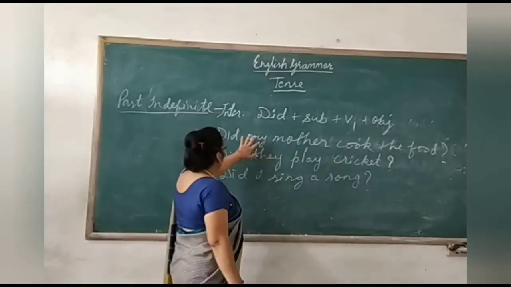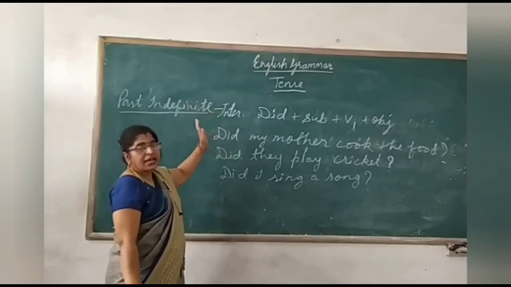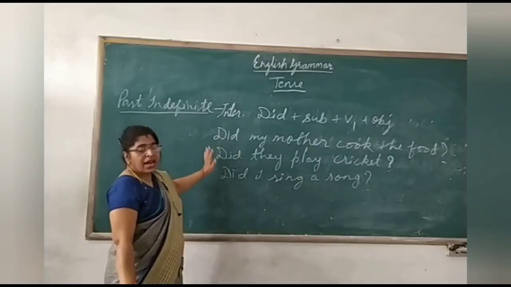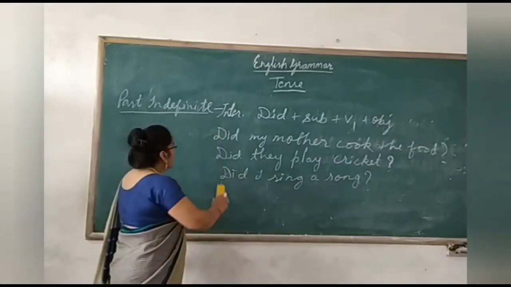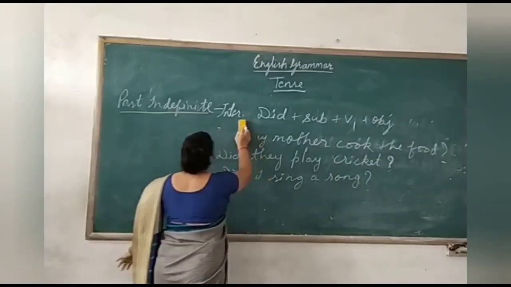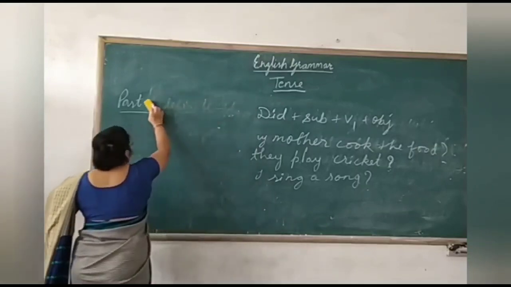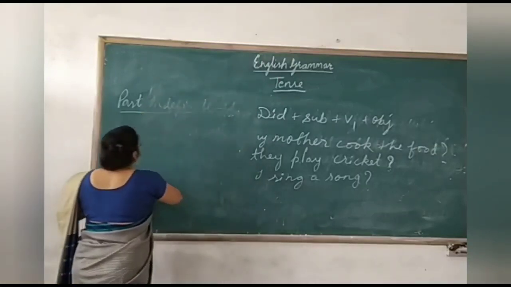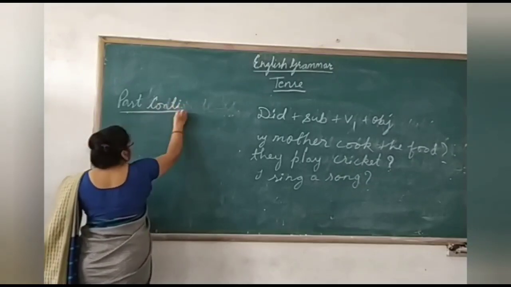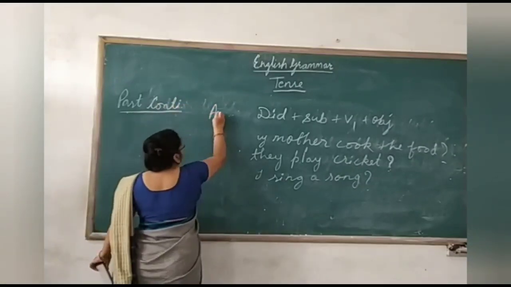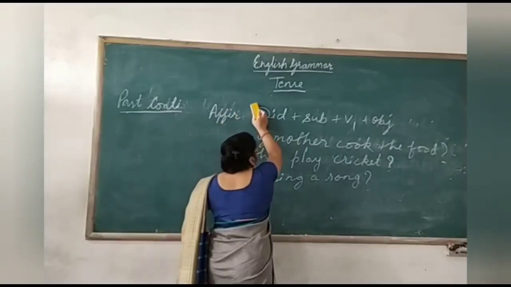Clear? So, this is the affirmative, negative and interrogative structure of past indefinite tense. Now, let's see the next tense. What will be the next tense? After past indefinite, what comes? Past continuous. Clear? Past continuous affirmative structure first we'll learn. Here what happens?